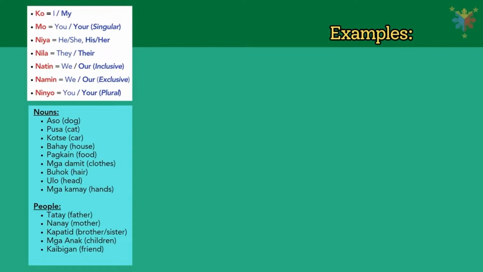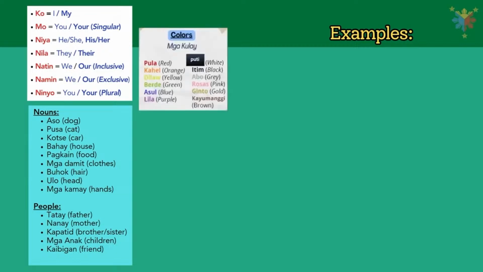So again, that's how you make something plural. You have to add the word mga before it. Mga kamay means hands. Now here are some words for people that you might know. Tatay, father, nanay, mother, kapatid, brother or sister. So that's gender neutral. Kapatid is a brother or a sister. Mga anak, children, kaibigan, friend.